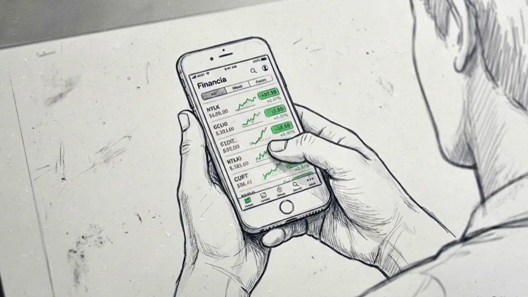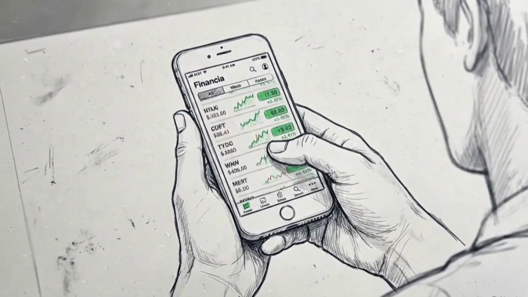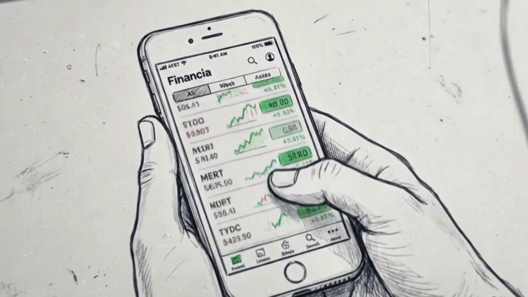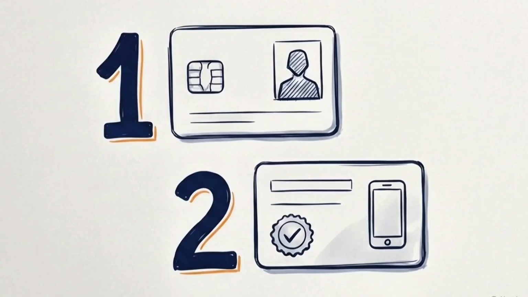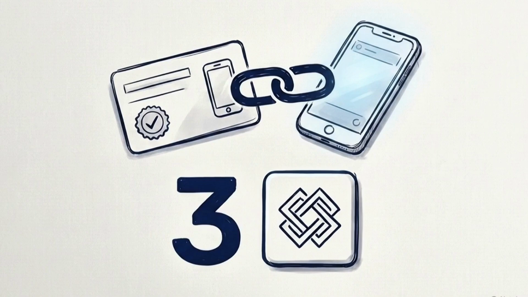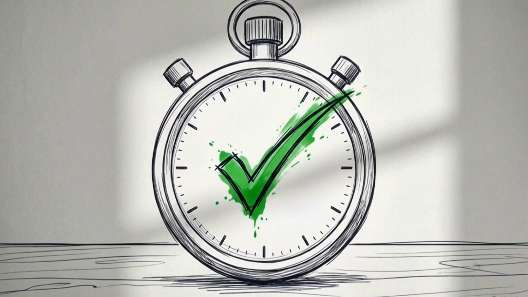We are going step by step, starting from absolute zero, to get your very own automated SIP fully running on the Angel One platform. Before you download the app, you need 3 specific items in front of you. First, your PAN card. Second, your Aadhaar card, which must be linked to the active phone number you are using right now. And third, a UPI app installed on your device. Having these 3 tools ready right now means you can breeze through the entire setup process in less than 5 minutes without having to pause or dig through your desk for documents.